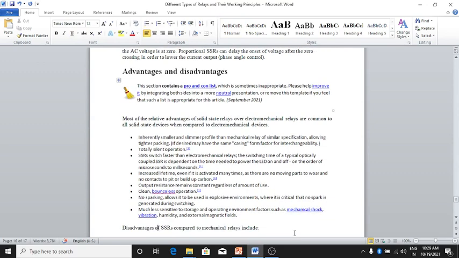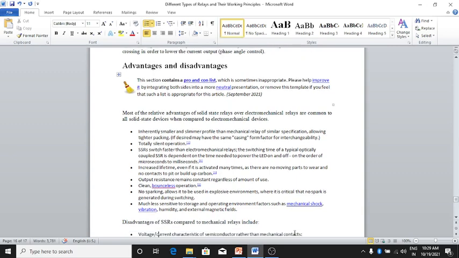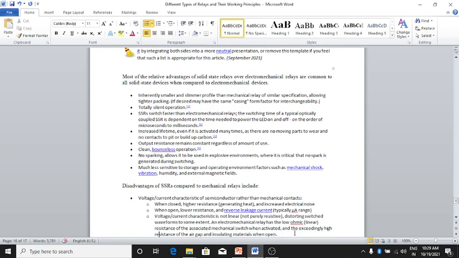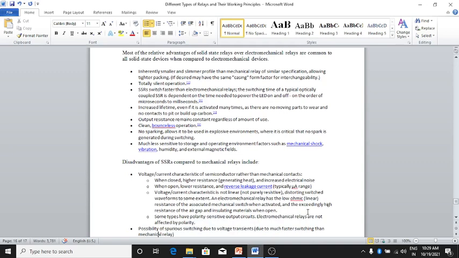Advantages and disadvantages. Most of the relative advantages of solid state relays over electromechanical relays are common to all solid state devices when compared to electromechanical devices. They are inherently smaller in size, switch faster than electromechanical relays, have increased lifetime and constant output resistance. Bounceless operation is there, no sparking in solid state relays, and they are less sensitive to storage and operating environment. These are the advantages.